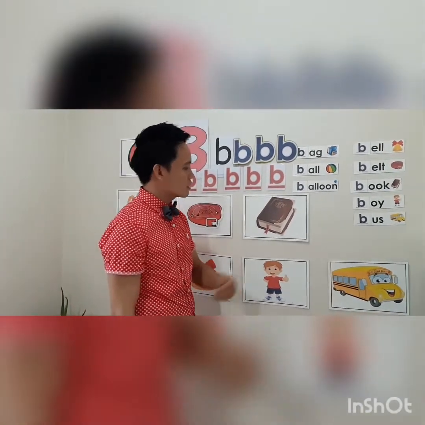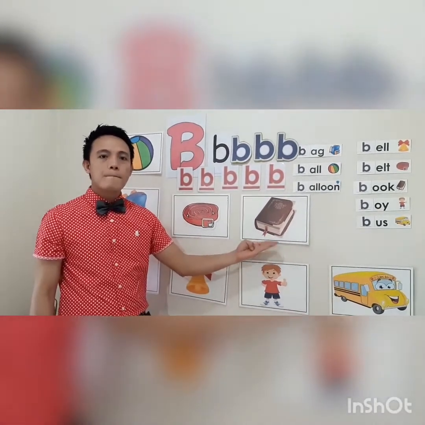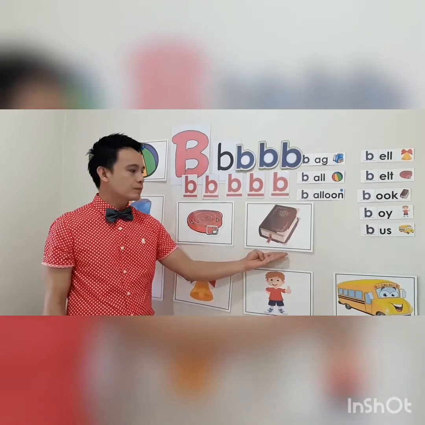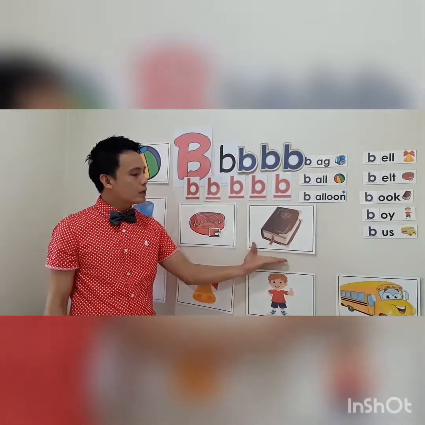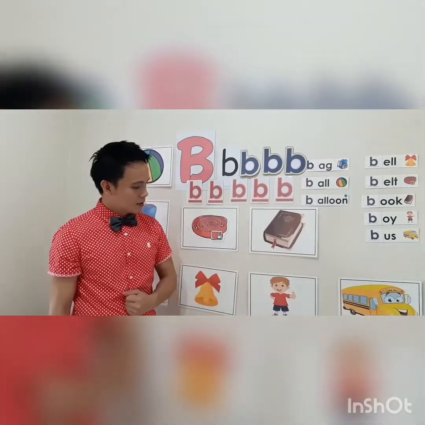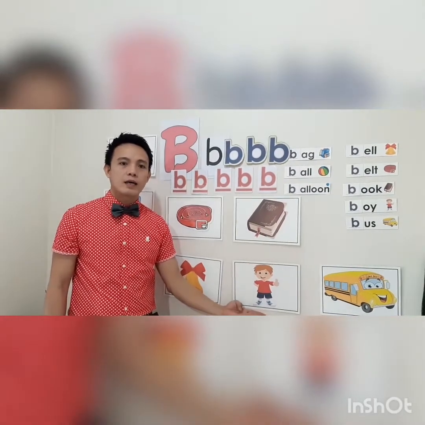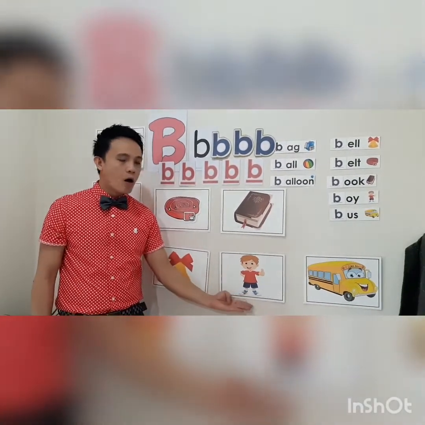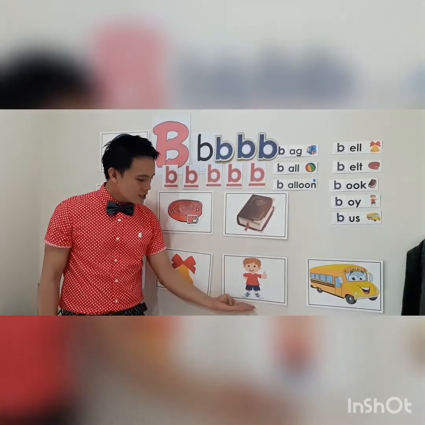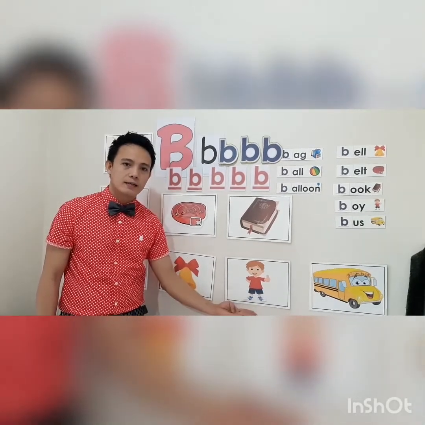Okay, next picture. B is for book. B, B, book. Again, B is for book. B, B, book. Next, B is for boy. B, B, boy. Okay, one more time. B is for boy. B, B, boy.